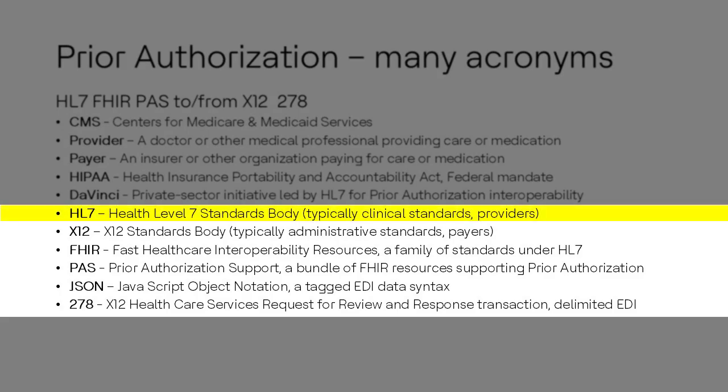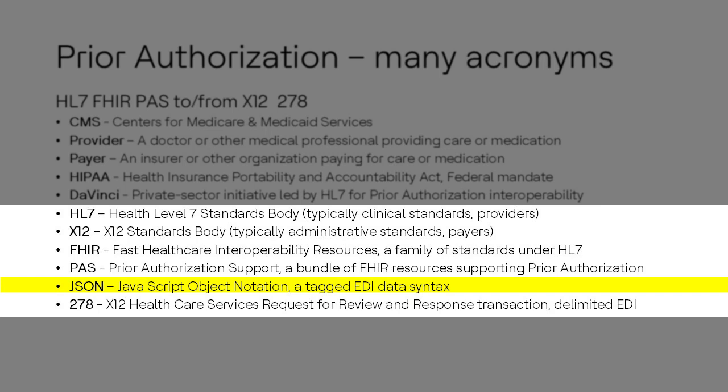HL7, or Health Level 7. This is the standards body typically focused on clinical data. It is the language of the provider and the electronic health record, or EHR. X12. This is the standards body focused on administrative and financial data. It is the powerhouse language of the payer. FHIR, or Fast Healthcare Interoperability Resources, a family of standards under HL7. It is designed specifically for the web, making it easier for disparate systems to communicate in real time.